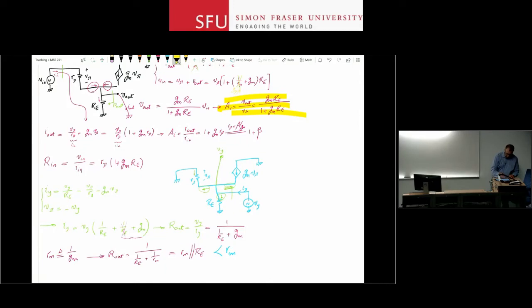An input resistance that can be fairly large, and an output resistance that can be really small. It has a good current gain as well. So I have a current gain that is large, a voltage gain that is about 1, a large input resistance, and a small output resistance. So it ticks 2 of the 3 boxes that I wanted from a voltage amplifier. It has a large input resistance and a small output resistance.